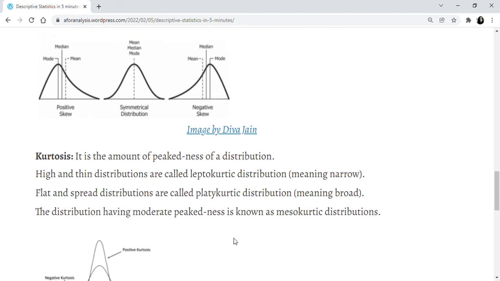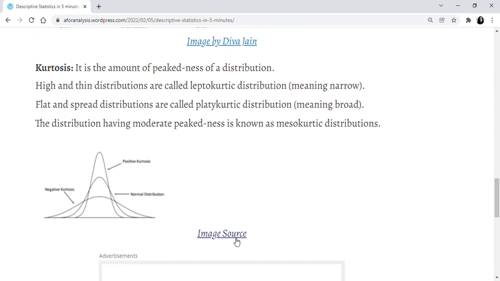Next we have kurtosis. Kurtosis is the amount of peakedness of a distribution. Whether the distribution is thin and tall, whether it is flat and spread, or whether it's in the middle, is described by the term kurtosis. A high and thin distribution is called a leptokurtic distribution, meaning narrow. A distribution which is flat and spread is called a platykurtic distribution, and one which has moderate peakedness is called a mesokurtic distribution.